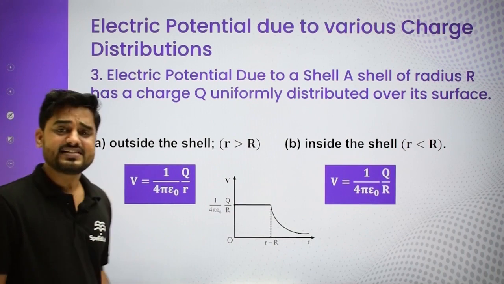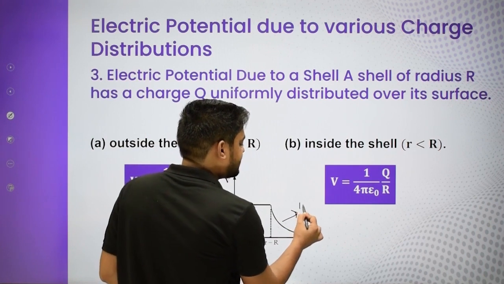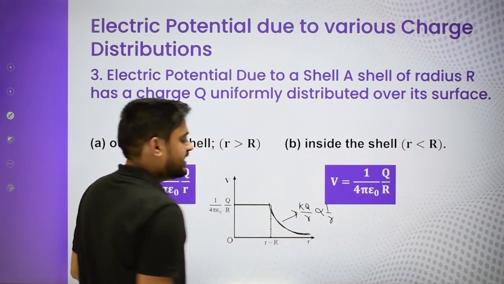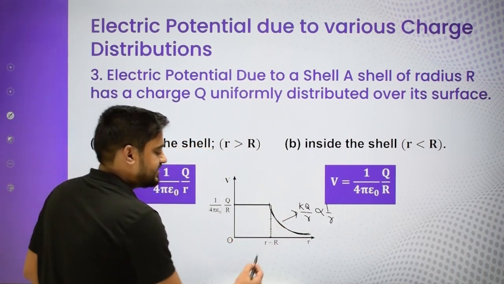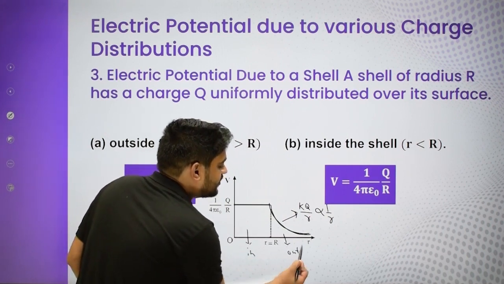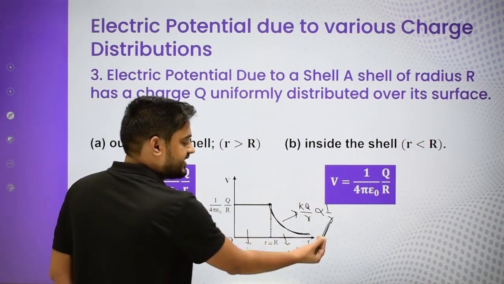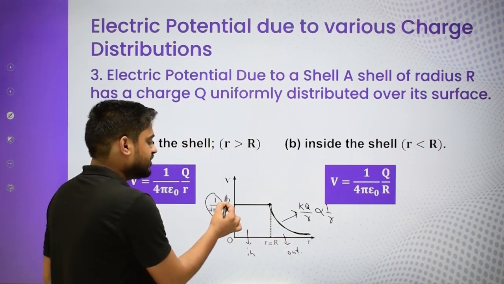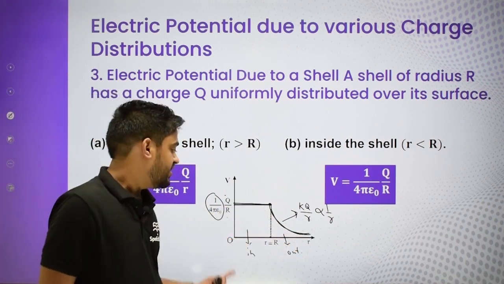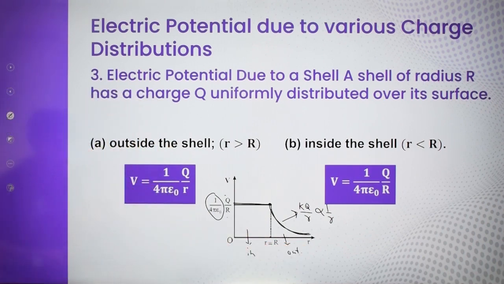Now let us discuss the graph. For a point outside, it was kq by small r, so it is proportional to 1 by r. So we have this type of graph. This is r equal to capital R. This part is inside, and this region is outside. Outside it is this, and inside it is just a constant. We can put capital R in this formula also, and we get kq by R. Inside it is the same throughout, it is just kq by R. So this is the graph of potential versus distance small r from the center of the spherical shell.